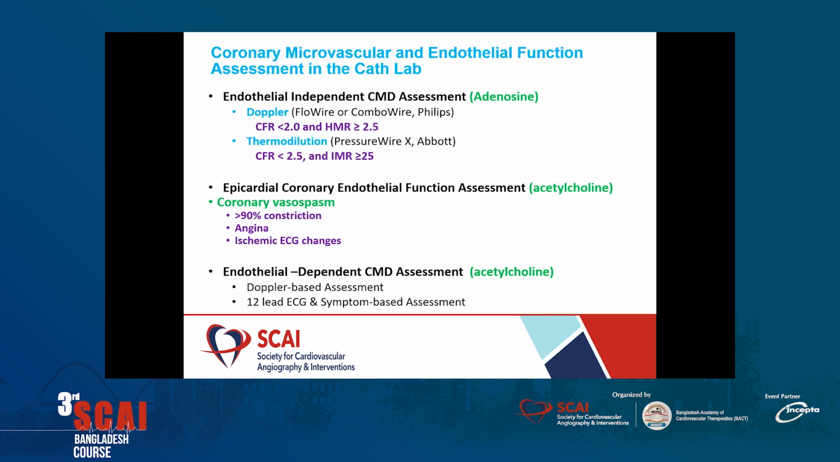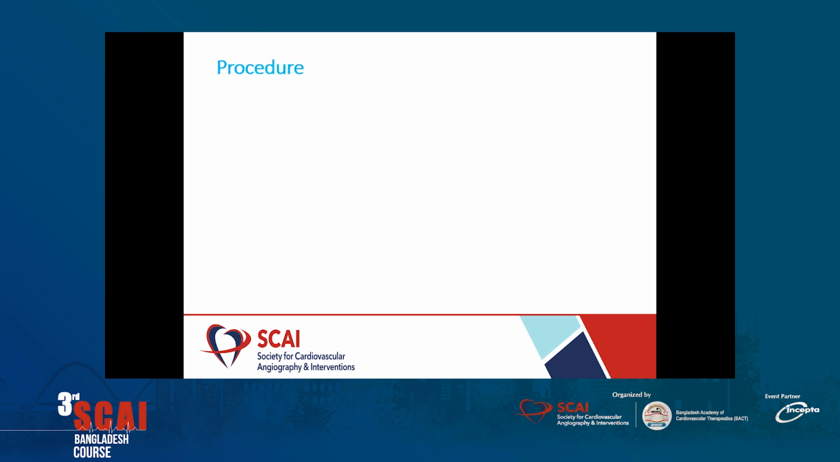When you do the adenosine and you get an abnormal CFR or IMR, then we do the acetylcholine challenge test. When you give the acetylcholine, you look for three parameters. You have to have more than 90% vasospasm, you have to have EKG changes, and you also have to have ischemic symptoms. If you do not have these three, then you don't diagnose a positive acetylcholine challenge test. So just remember this.